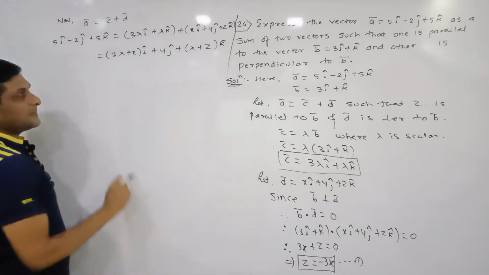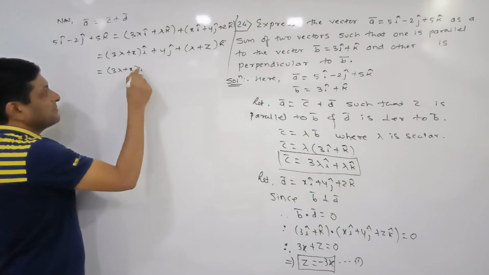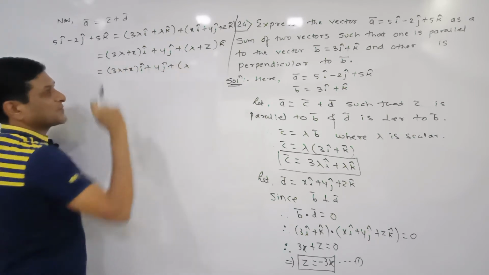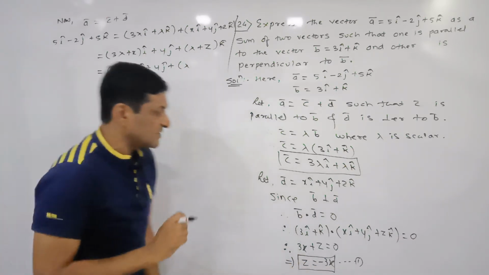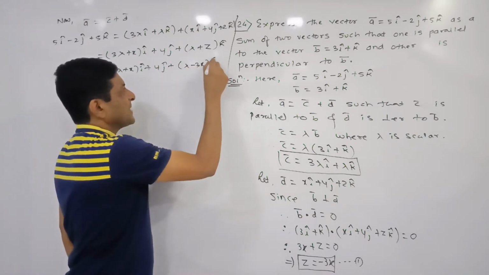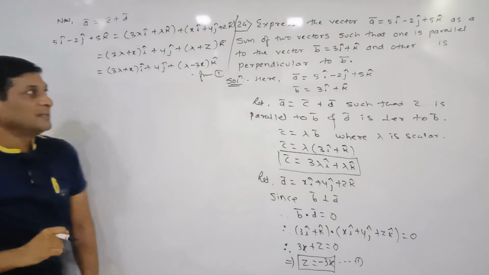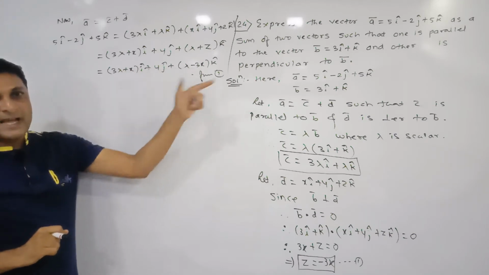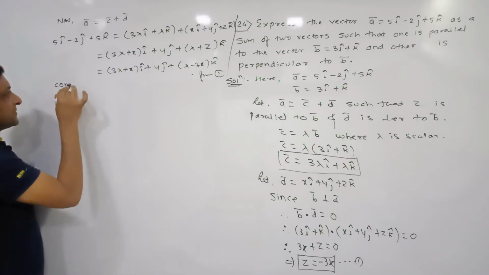So this is equal to (3 lambda plus x) i cap, keep it as it is, plus y j cap also as it is, plus lambda, also as it is. Just simply I am replacing z. What is the value of z here? Minus 3x. So replace this z by minus 3x and keep this k cap as it is. This value we are substituting from equation number 1. Now both sides are nothing but a linear combination of i cap, j cap, k cap. So comparing both sides, let us see what result we will get.